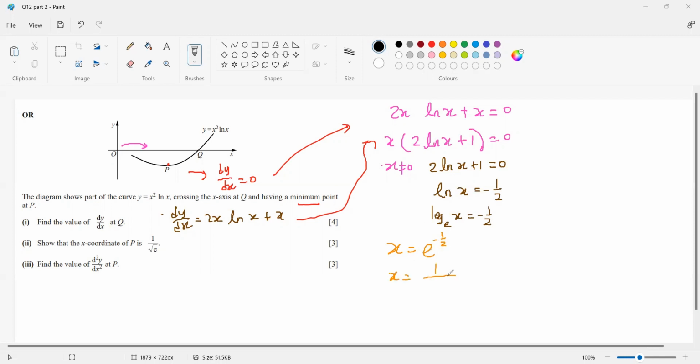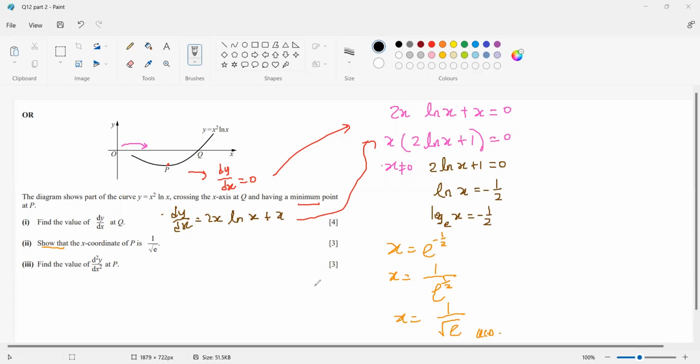Sometimes it's a useful trick. So e to the power -1/2 means it's just 1 over e to the power half. That means x equals 1 over square root of e, as claimed, because it says show that. So this part is QED.